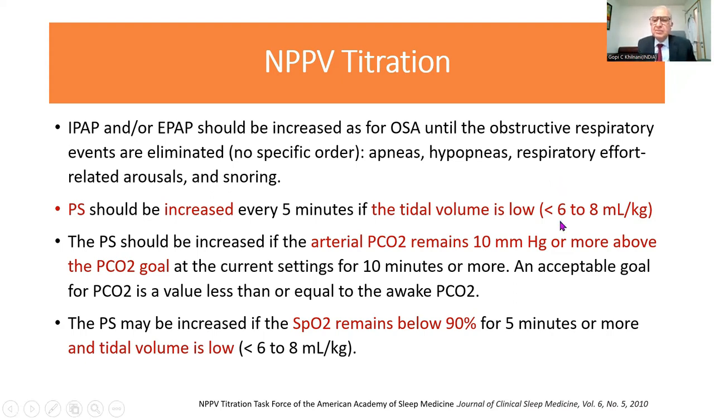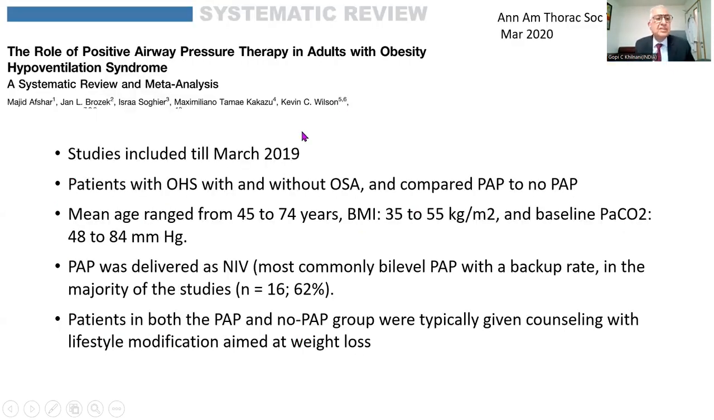Continue till you reach a tidal volume of about 6 milliliters per kilogram ideal body weight, and you should increase the pressure support if the arterial PCO2 remains 10 millimeters of mercury or more above the PCO2 goal at the current setting for 10 minutes or more. An acceptable goal of PCO2 is a value less than or equal to that awake. Suppose the person has an awake CO2 of 45. You aim at 45. You don't try to bring it to 35. That's not a good thing to do. Pressure support may also be increased if the SpO2 remains below 90% for 5 minutes or more. So it requires titration on the part of the pulmonologist and intensivist when you are doing an NIV titration in patients with obesity hypoventilation syndrome.